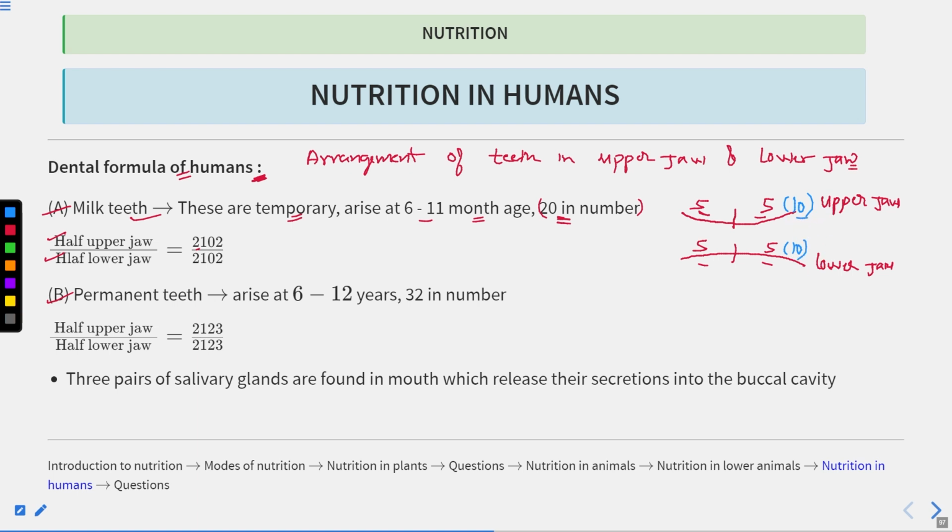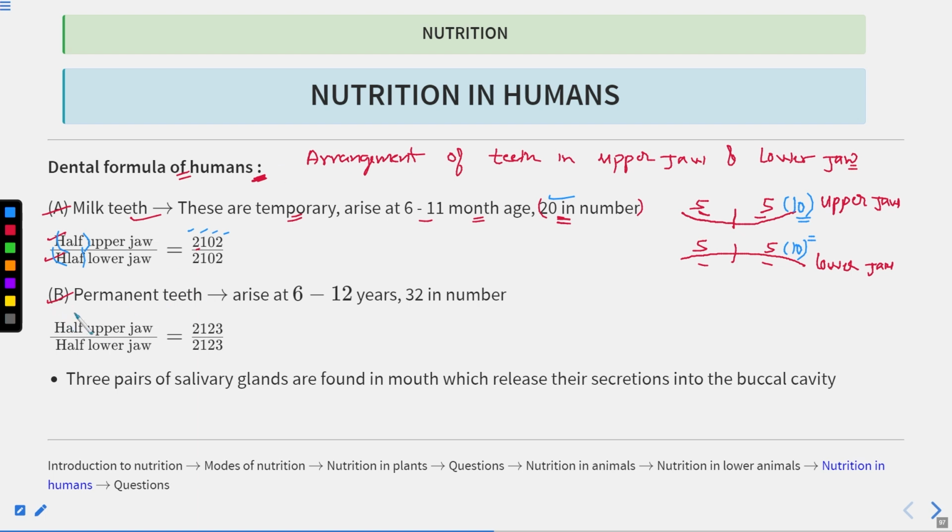And if we add these two teeth in the upper jaw and the lower jaw, we have 20 teeth here. And this is the dental formula: 2102 for the half upper jaw, and here I have written half lower jaw. Okay, half lower jaw will be 2102. So these are incisors, canines, premolars and molars.